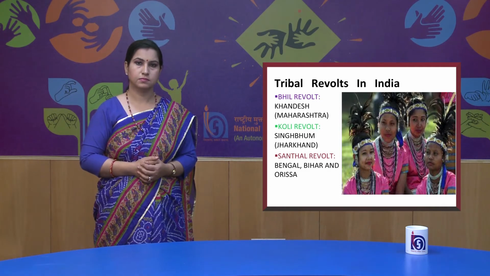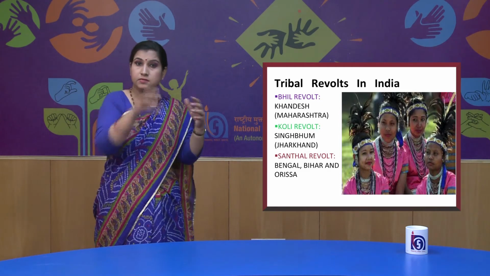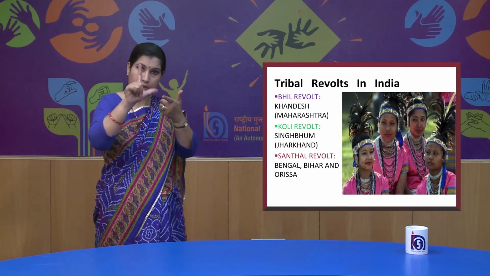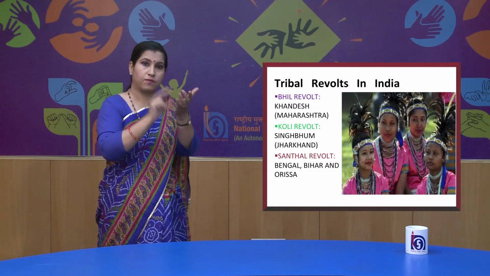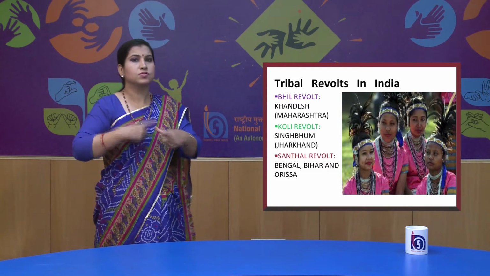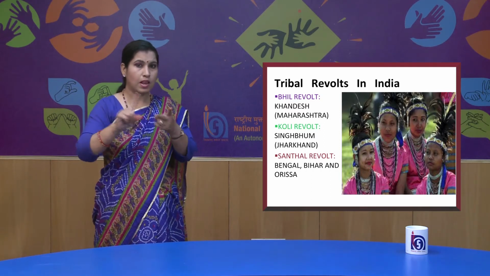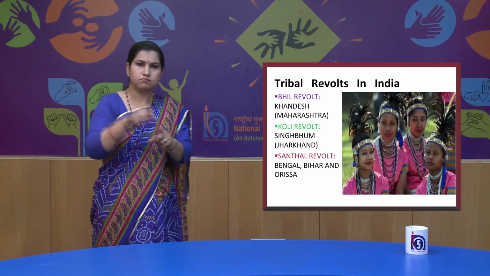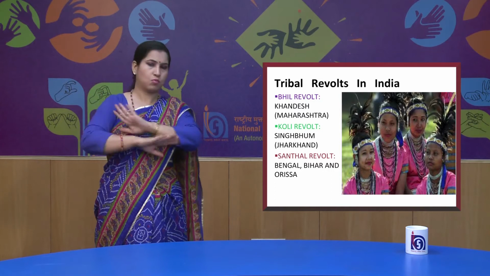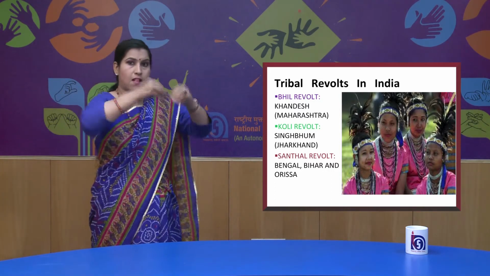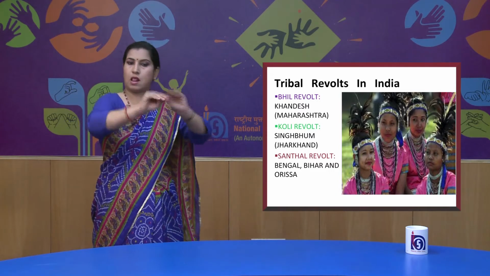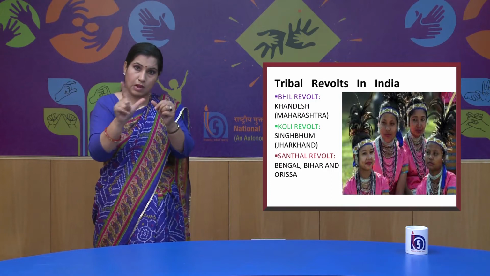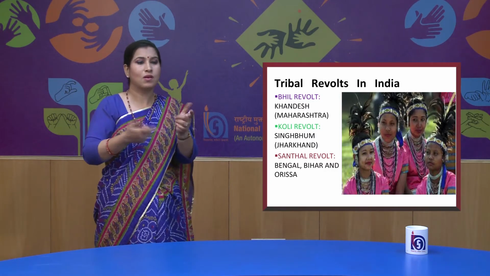In the northwest of Maharashtra, the Bhils of Khandesh, and in Jharkhand, the Kols of Singhbhum opposed the colonial power. However, both these were tribal revolts which were badly crushed by the British.